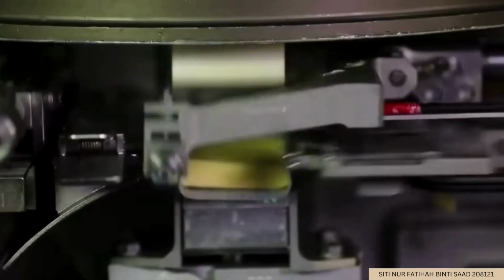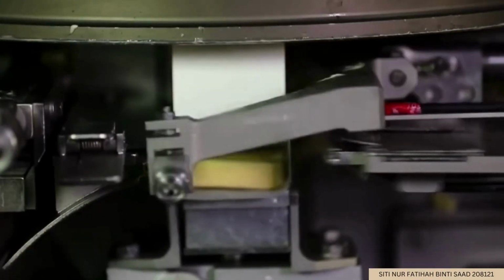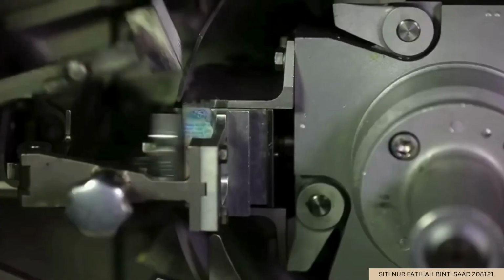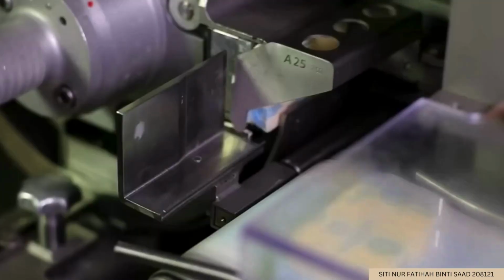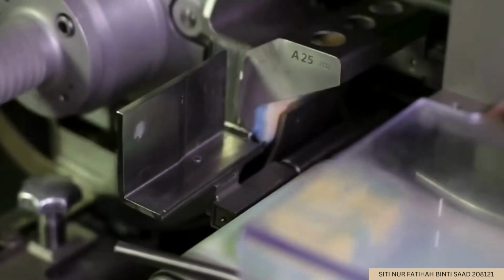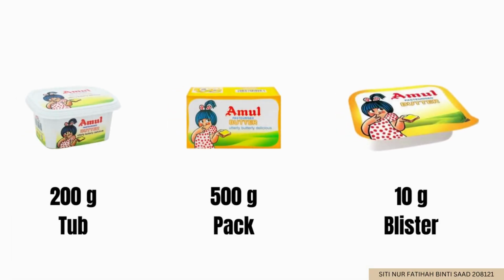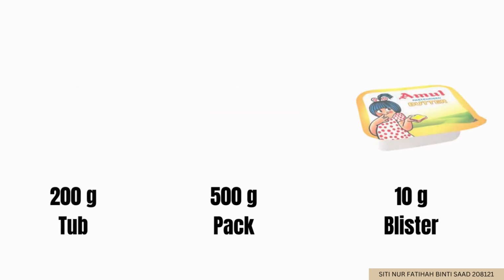For example, the most famous packaging for Amul butter, the 100 gram pack, uses butter paper, which is smooth, heat-resistant, grease-proof, non-sticky, and has very low water absorption. Other than that, the packaging of Amul butter also includes 200 grams in a tub, 500 grams in a pack, and 10 grams in blister packaging.